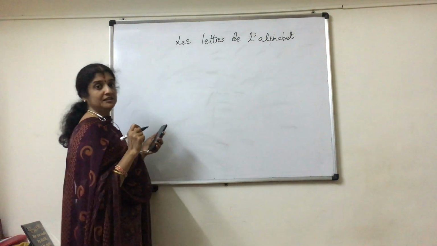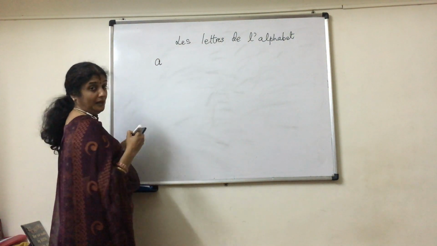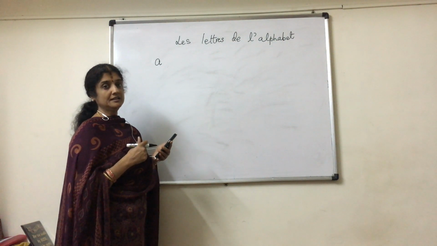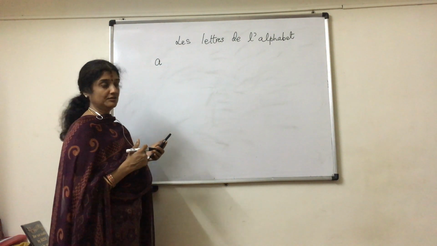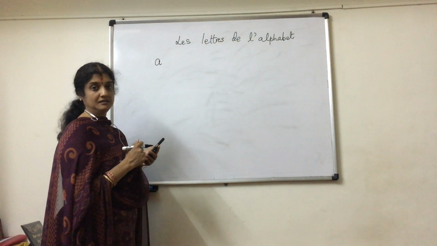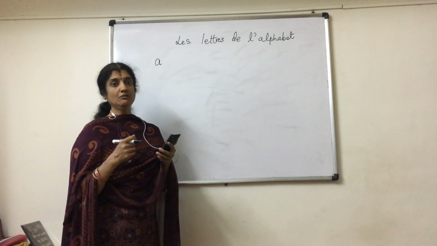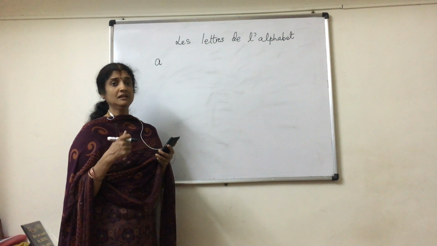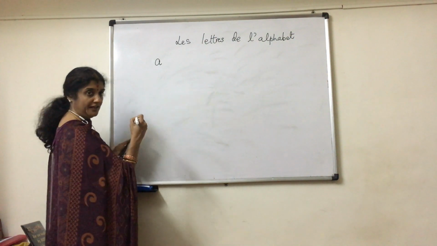So we'll start with A. I'm writing it in small. It's the same when you write it in capital as in English and in small as you write it in English. Now the pronunciation for this is A. So please repeat A and write it in your language, either in English or in your mother tongue, as A, the pronunciation. We'll go to the next one.